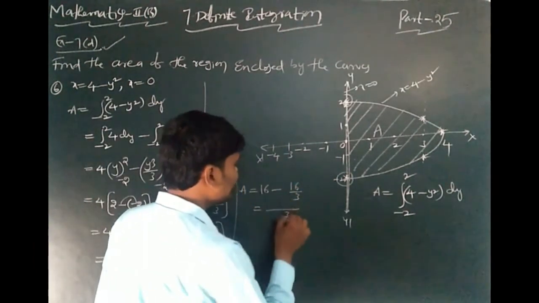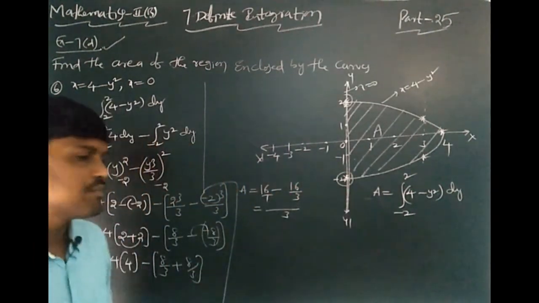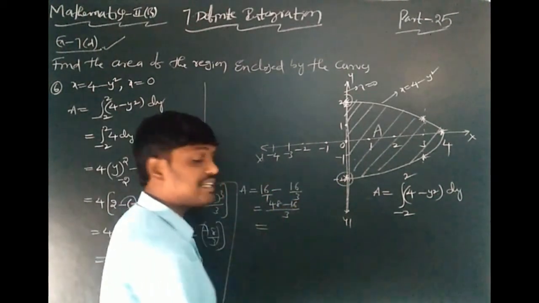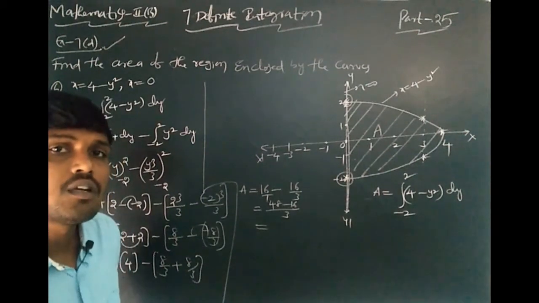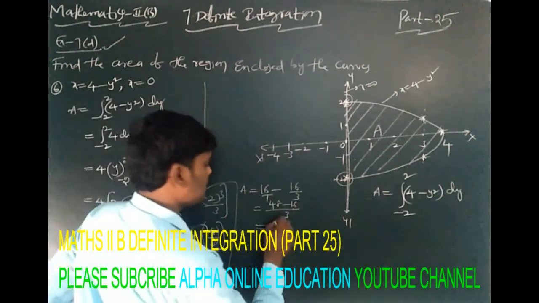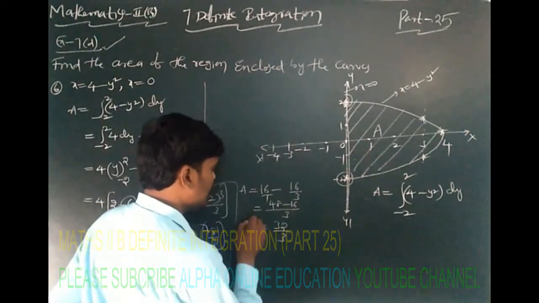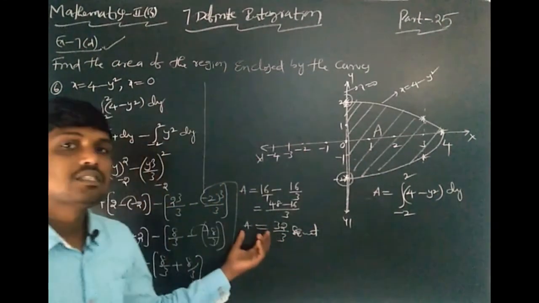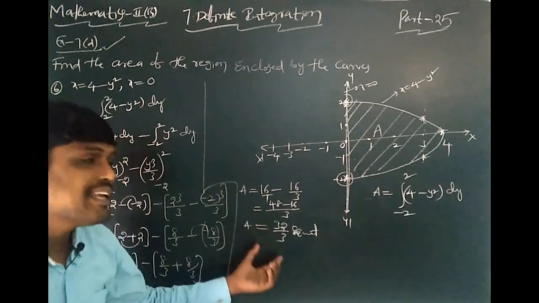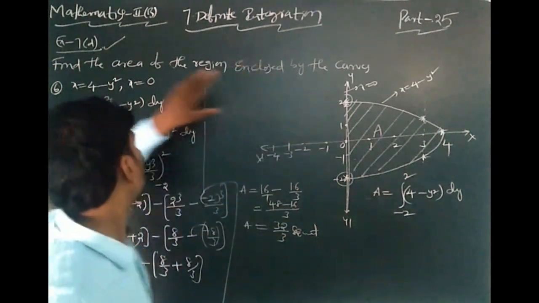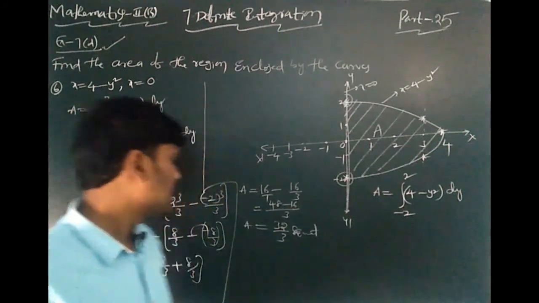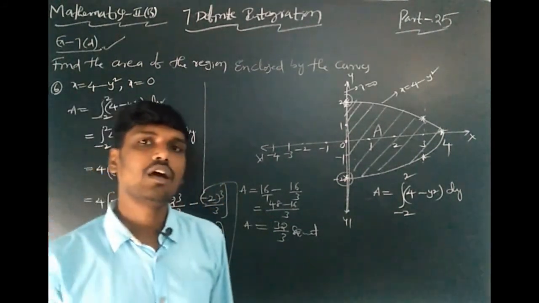You have to take the LCM. 3 is the LCM. 16 3 is 48 minus 16. 48 minus 16, how much? 32 by 3 square units. This is the area bounded by the curve x is equal to 4 minus y square and x is equal to 0, which is 32 by 3 square units.